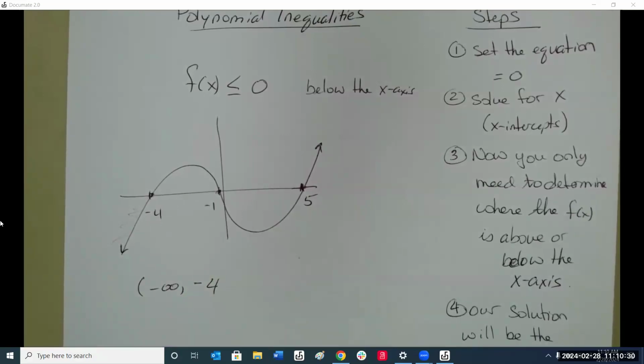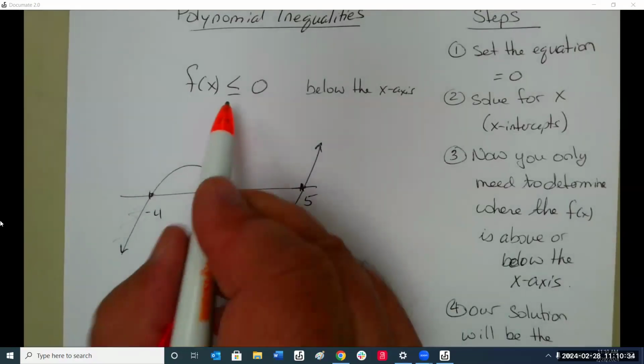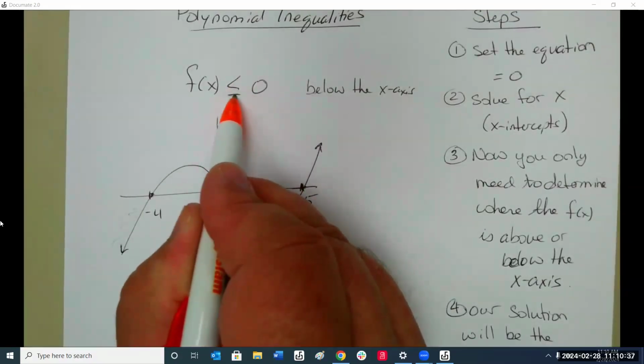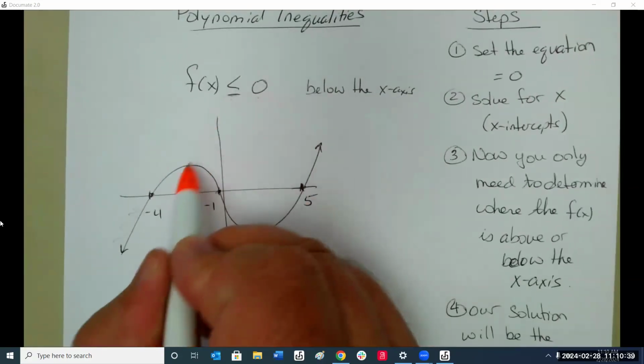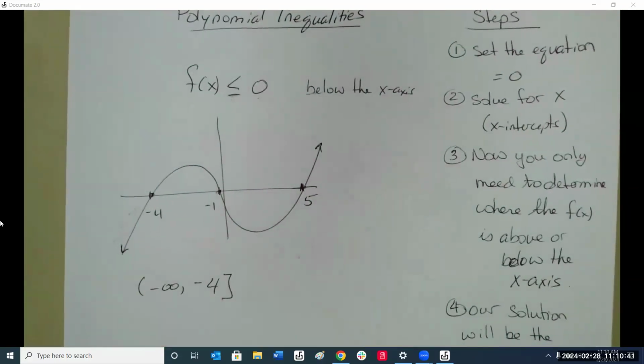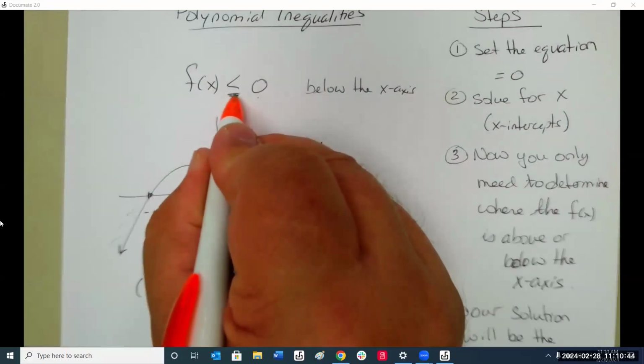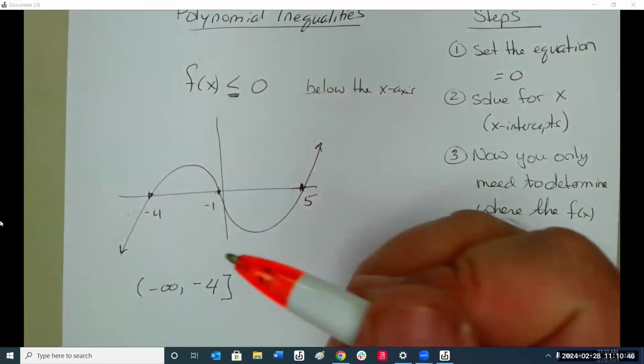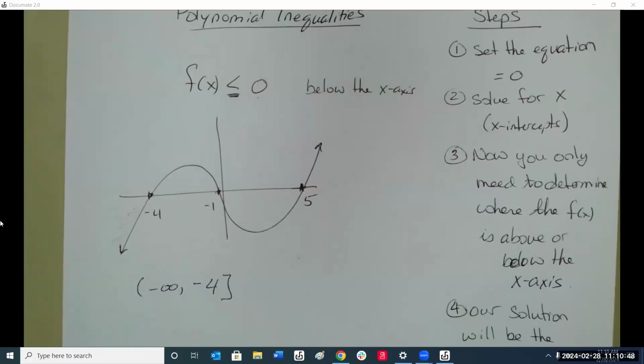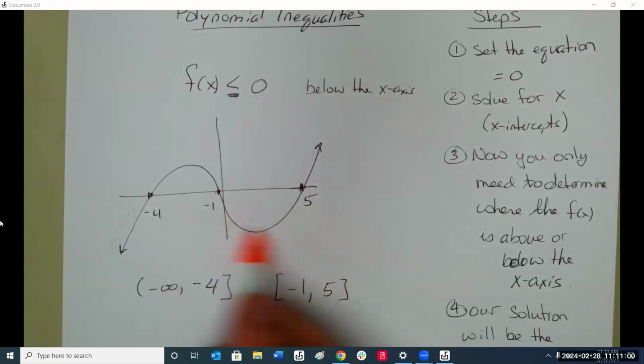Is it a bracket or parenthesis at -4? Well, here, because it says the function itself is less than or equal to 0, at -4 it's a 0. So in other words, if it's inclusive, you include the x-intercepts. Union, where else? Yeah, -1 to 5, because we only want the intervals where the graph is below the x-axis.